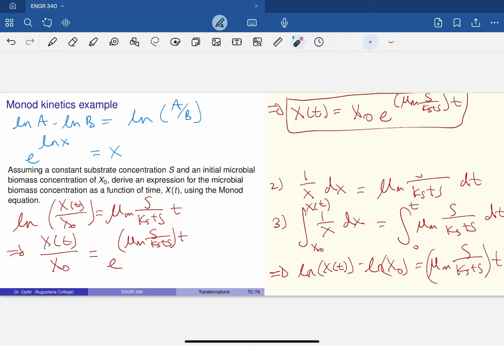So what we see from this example is if we start with something that looks like dX by dt equals some constant times X, we know that the solution is going to look like X of t equals X naught times e to the kt. Okay? So before, when we just had a constant on one side, we ended up with a linear function for X of t. Now when we have a constant times X on the right-hand side, we get an exponential function.